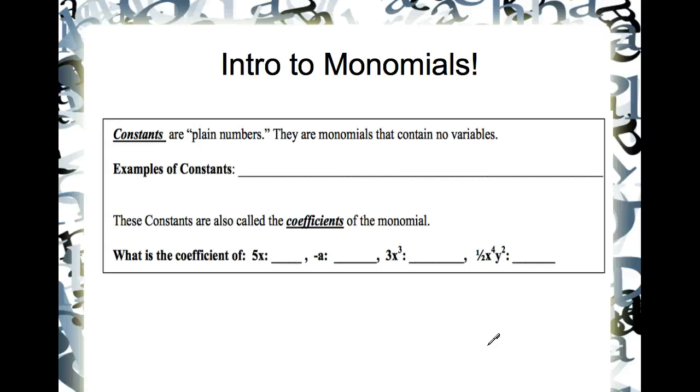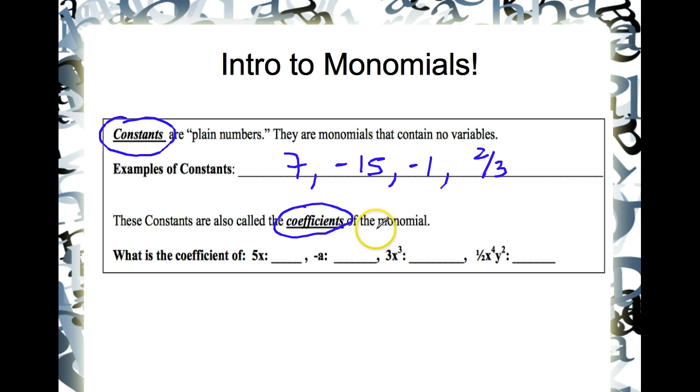Okay, just a little bit more review here before we wrap up this video. Constants. Constant just refers to a plain number. They are monomials that contain no variable. So constants would be 7, negative 15, negative 1, 2/3. Okay? Constants are just basically plain numbers, not variables. Now, constants take on the effect of a coefficient if they come in front of a variable here.